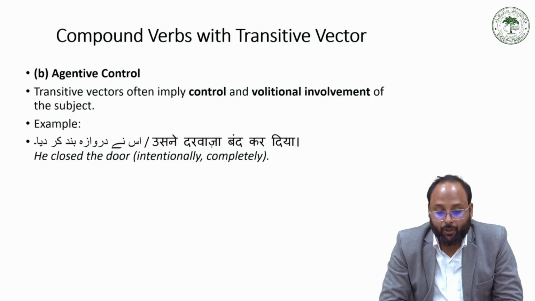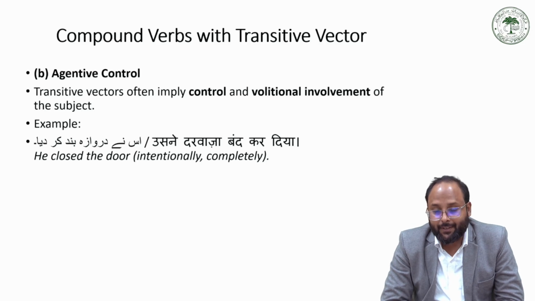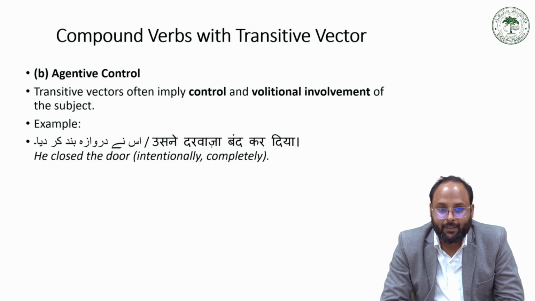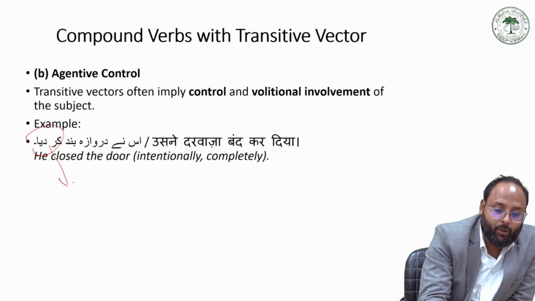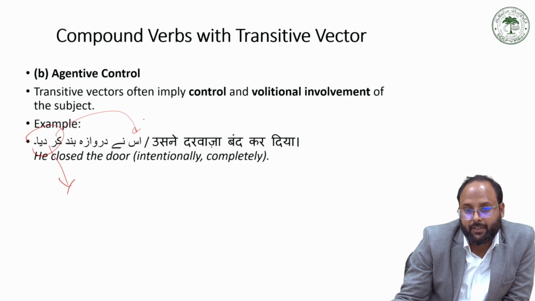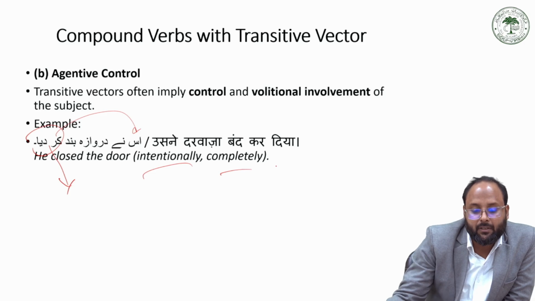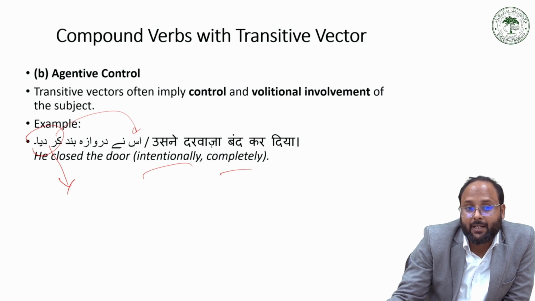And there is some agentive control also when we have the perfective aspect. The transitive vector often implies the control or the volitional involvement of the subject. So the subject has agentive control, like उसने दरवाजा बंद कर दिया. Here कर दिया is the compound which gives the meaning of agentive control to the subject उसने, intentionally, and gives the meaning of intention and completeness. But this only occurs with कर दिया, the perfective aspect.